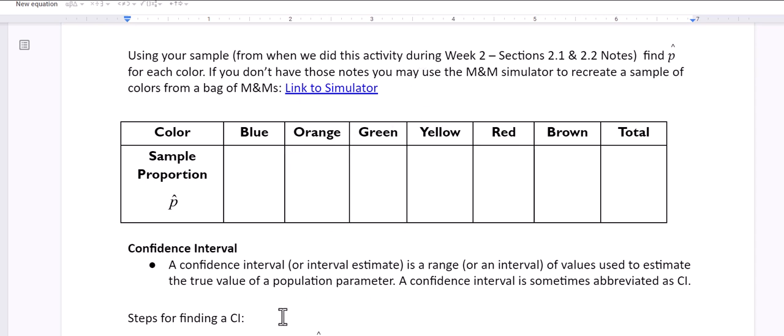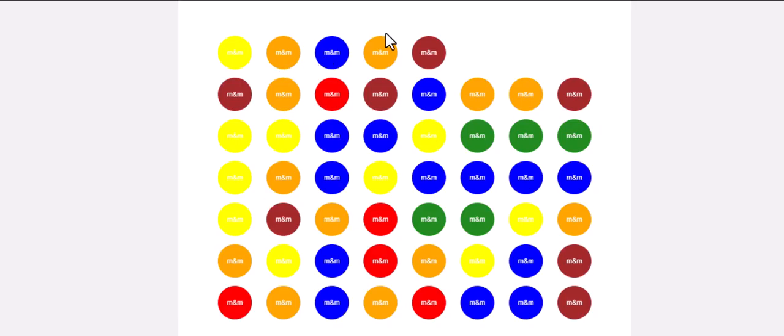And so for me, I did my bag of M&Ms, and so here is the simulator. So it gave me 53 candies, right? The average is 56 candies in a bag of M&M. That's what we discussed back in that activity in section 2.1 and 2.2, that the average number of candies in a regular bag of milk M&Ms is 56. Now when I did this simulator, it gave me 53, which, you know, not too far off from 56. And then I counted the different colors, the blue, orange, green, yellow, red, and brown.